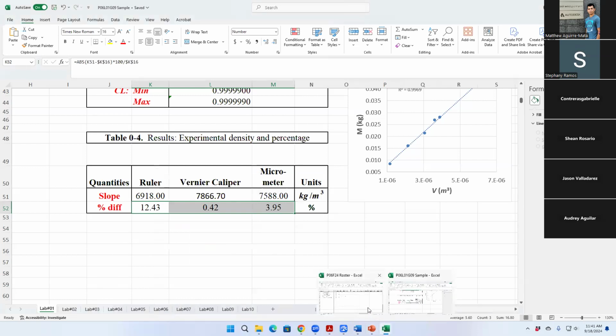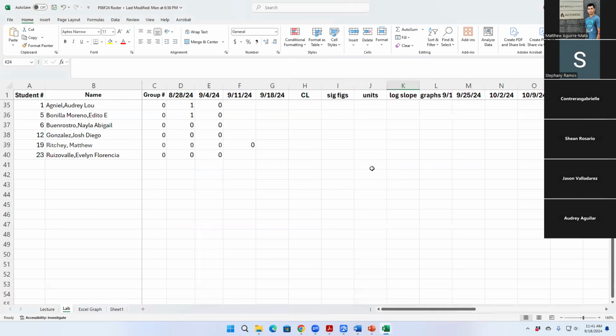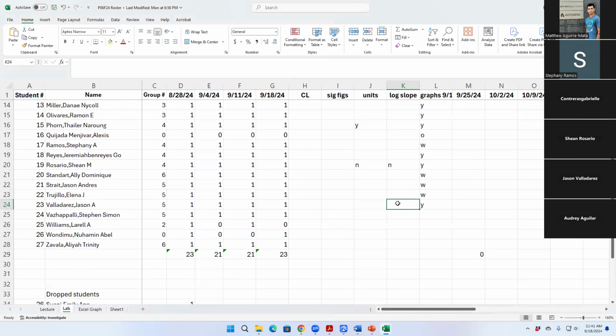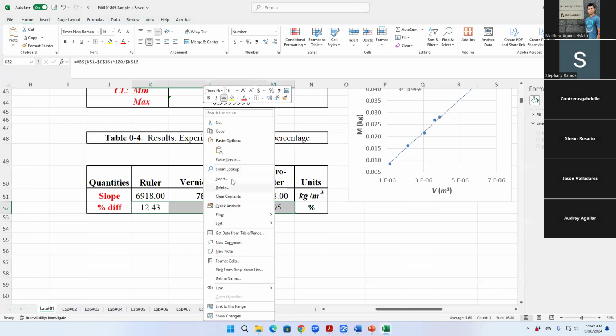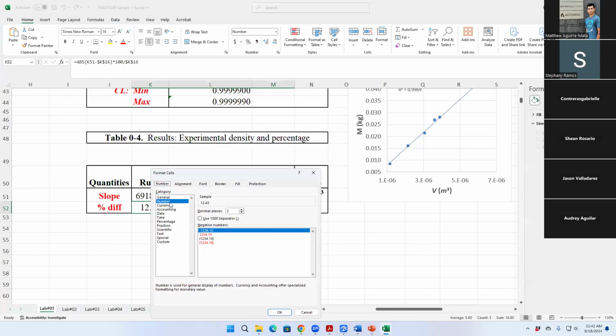For the ruler, I have 0. For the vernier caliper, I have 3, and the micrometer, I have 4. Okay, so let me write that down. That's Jason, right? I have 0, 3, and 4. But it should be 0 point something for the ruler. So you have to increase the number of decimal places. Here you go. Highlight, right click, format, number, and put 2 decimal places there so you don't get a 0.